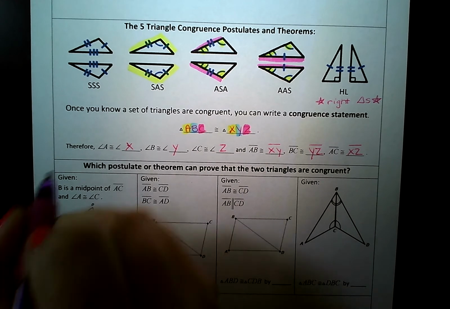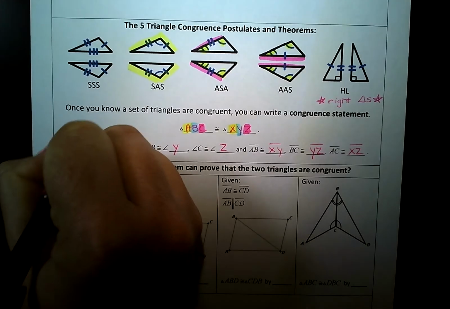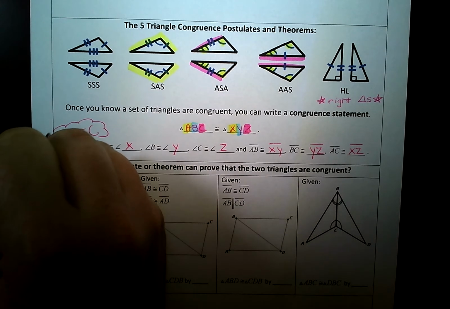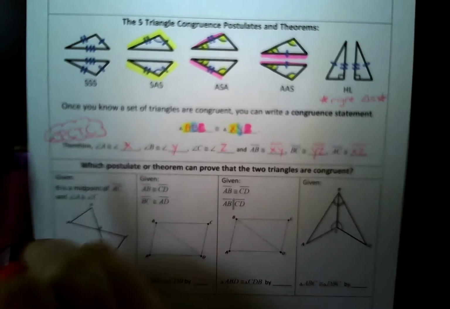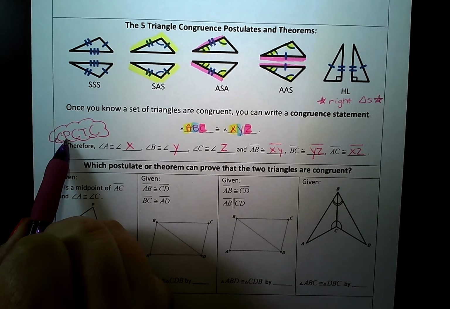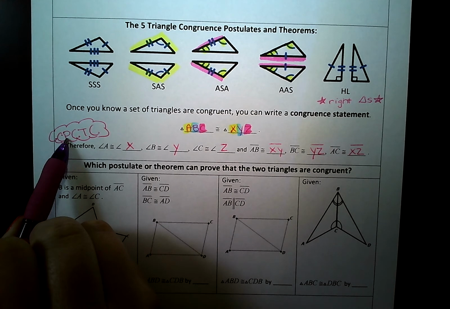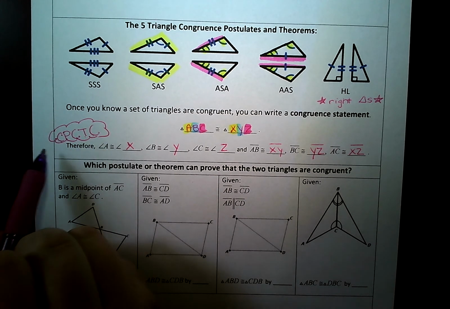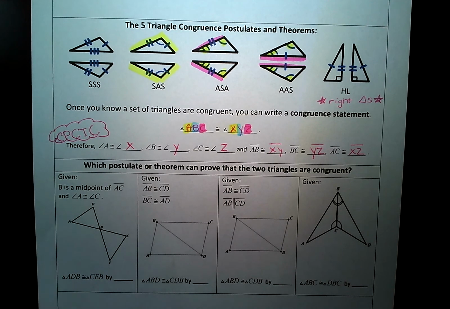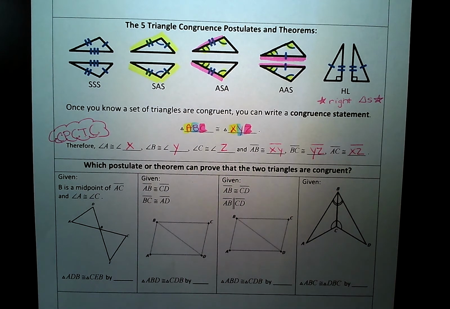This is abbreviated, that funky CPCTC. Anybody remember what that stands for? That stands for congruent parts. I'm sorry, let me start over. Corresponding parts of congruent triangles are congruent. And that's what we're doing here. We're taking the congruent statement and breaking it apart to list out all of the corresponding congruent parts.